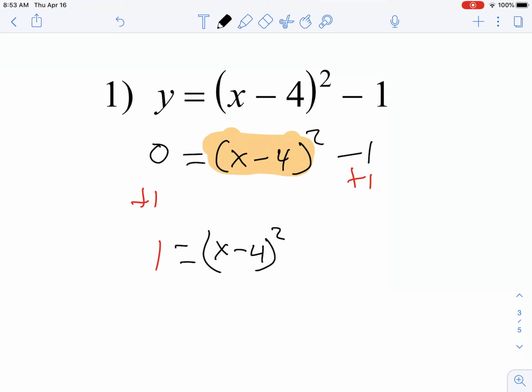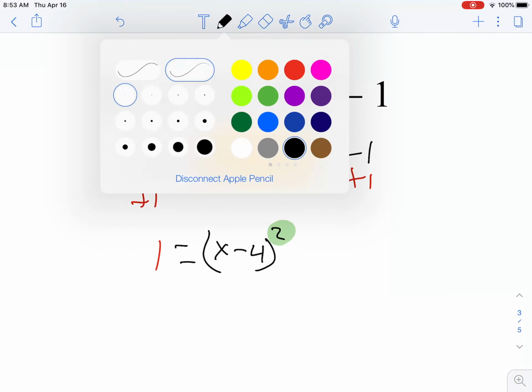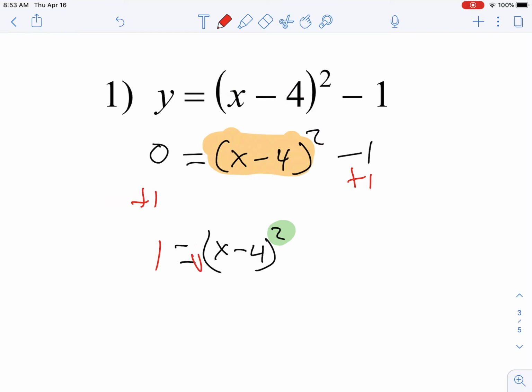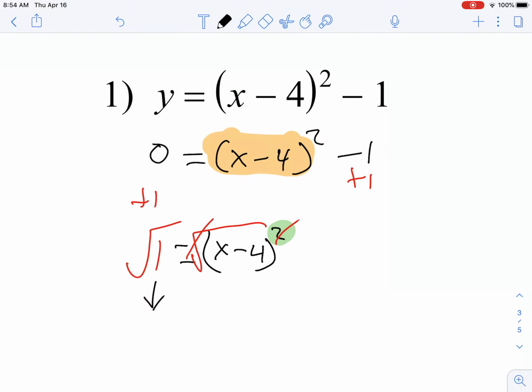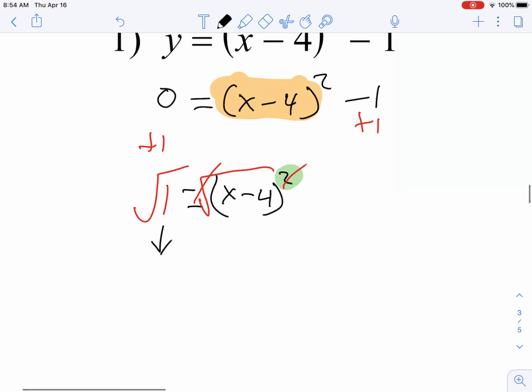That whole group is being squared. And now I have to get rid of this second power, and I get rid of a squared by taking the square root. That cancels that out. But I also have to take the square root on this side. So the square root of 1 could be positive 1. Positive 1 times positive 1 makes 1. It could also be negative 1. Negative 1 times negative 1 makes a positive 1. So it could be either one of those.